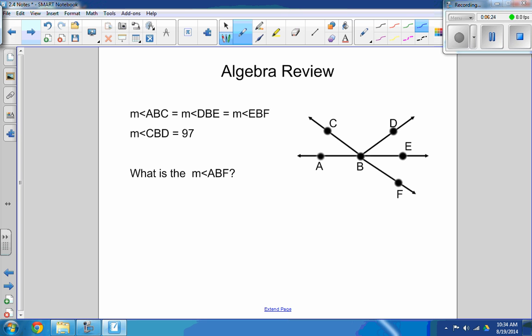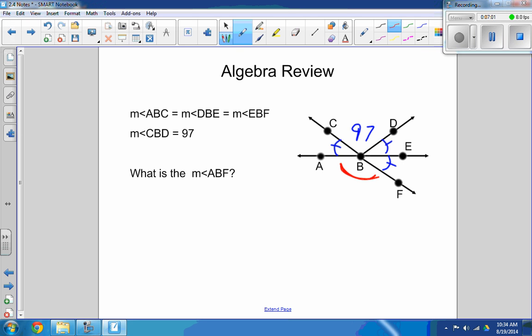Let's do a little bit of algebra review. So we're given the measure of angle ABC equals the measure of angle DBE, which equals the measure of angle EBF. Let's mark those. ABC is congruent to DBE, which is congruent to EBF. So those are all congruent. And then the measure of angle CBD is 97 degrees. And it asks us to solve what is the measure of angle ABF.